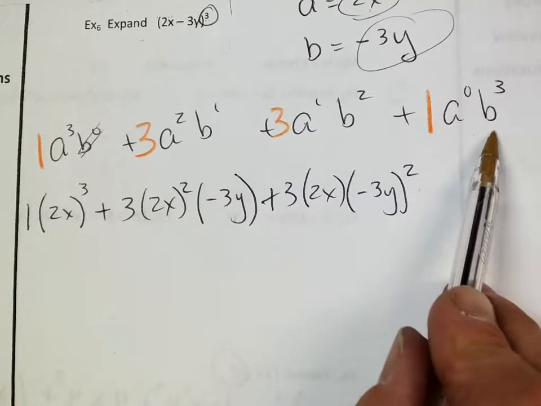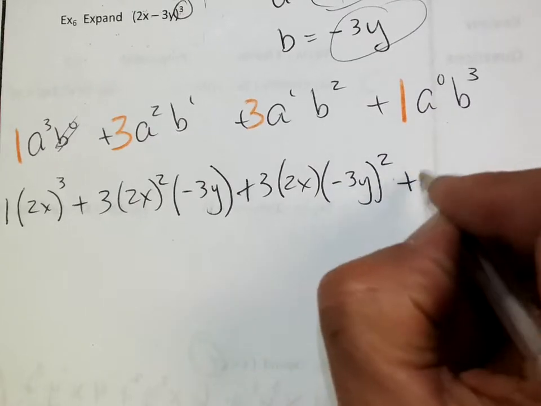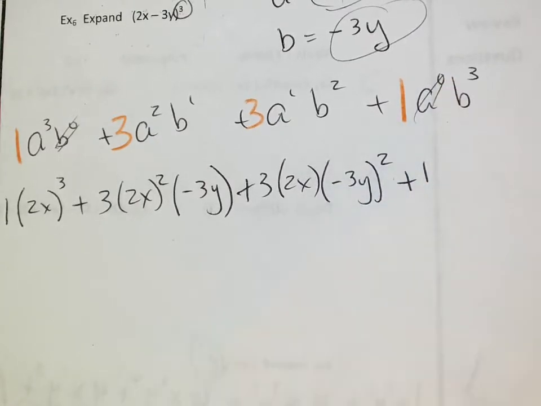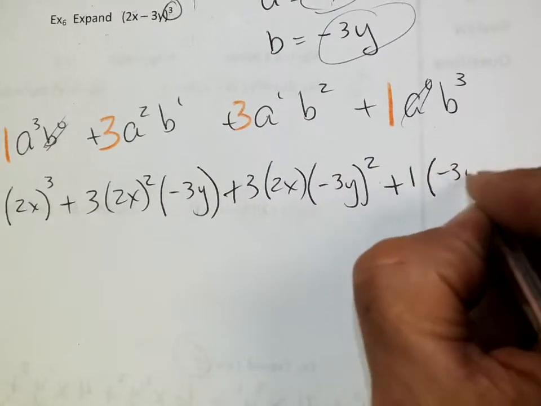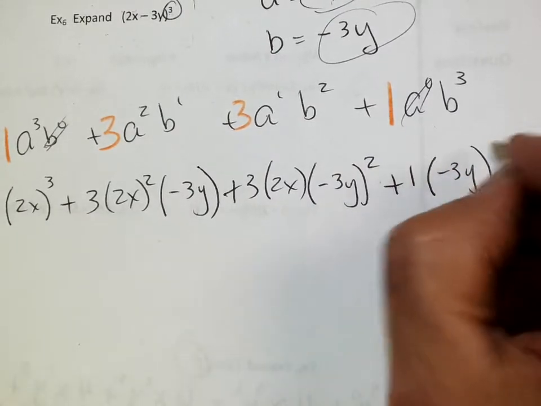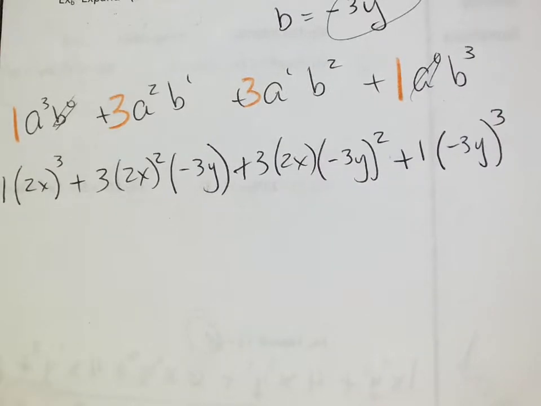Squared here, but the next one's going to be cubed. Yes. And then plus 1. And I don't really need the A to the 0. You guys okay with that? We don't really need it because it's just going to disappear anyway. And then we're going to do our negative 3y cubed, right? There you go. Now, that is technically the right answer, but it's a mess.